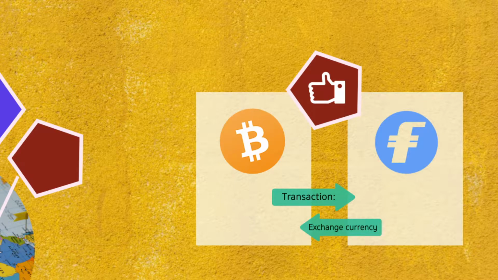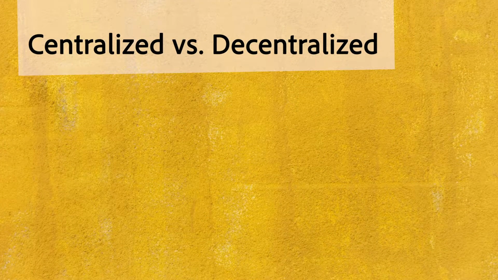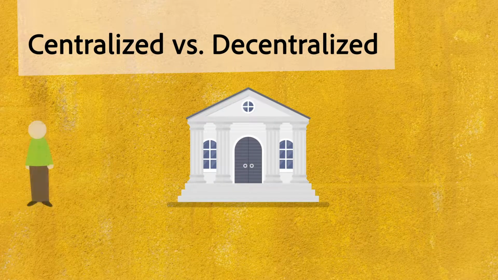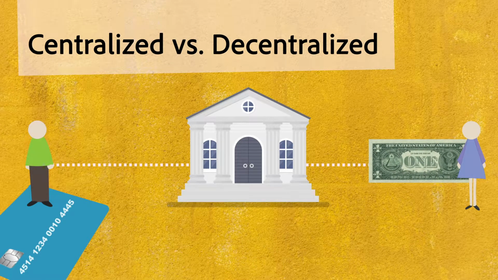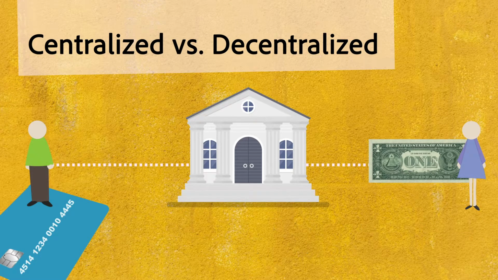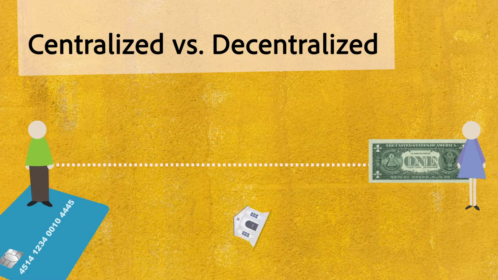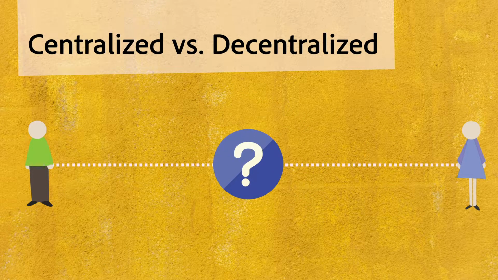Consensus is how decentralized systems come to the truth. With centralized systems, we trust a central figure to keep track of and decide the truth. For example, the bank transfers and confirms funds. Deciding the truth in a decentralized way is much more difficult. There is no central figure, so the parties involved in the network have no basis to trust one another.